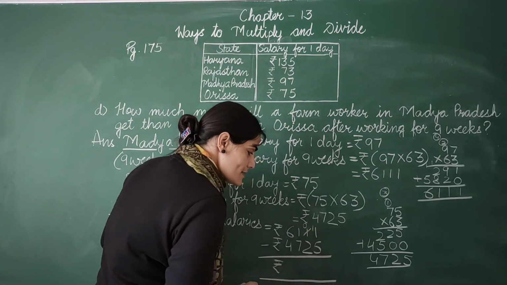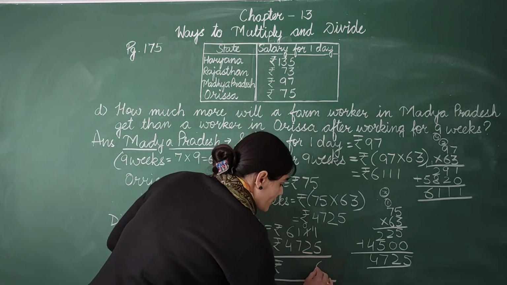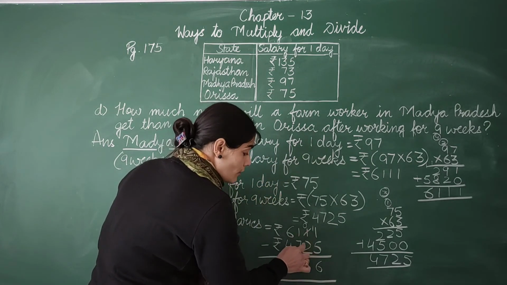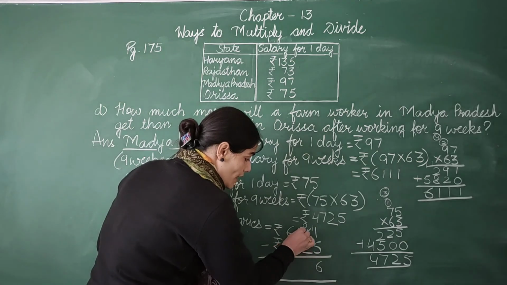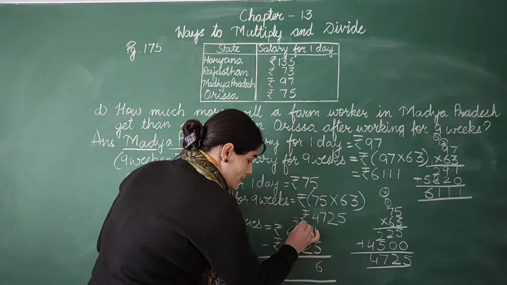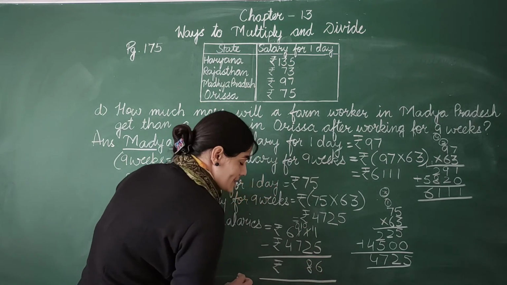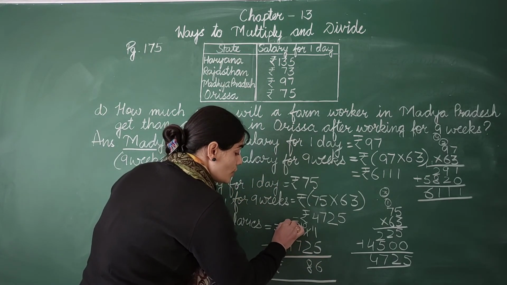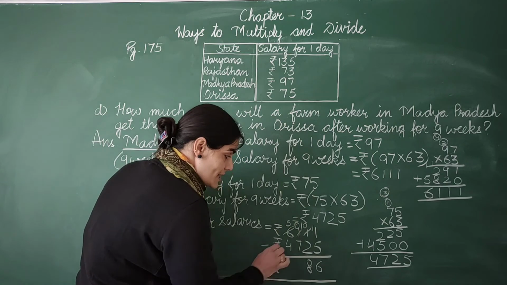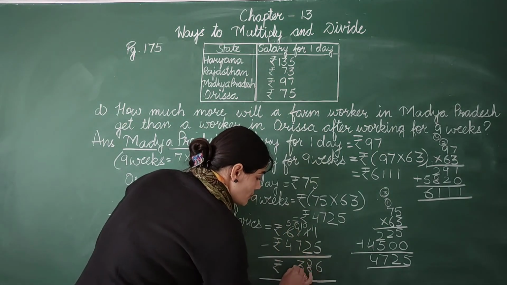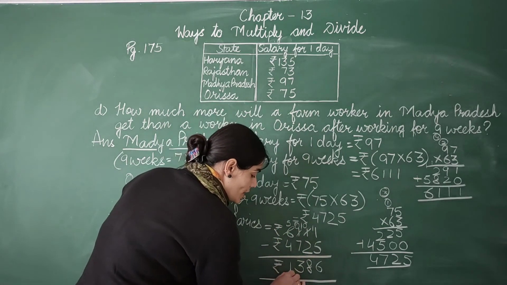becomes 0 and this is 11. 11 minus 5 is 6. Now again from 0 we cannot subtract 2. I borrow from here. So this becomes 0 and this is 10. 10 minus 2 is 8. Again we have to borrow. So this becomes 5 and this is 10. 10 minus 7 is 3. 5 minus 4 is 1.